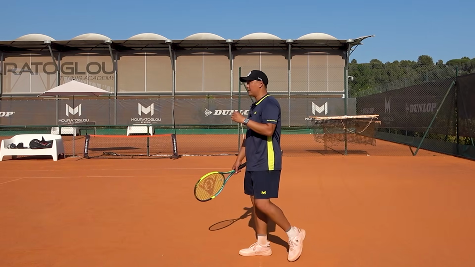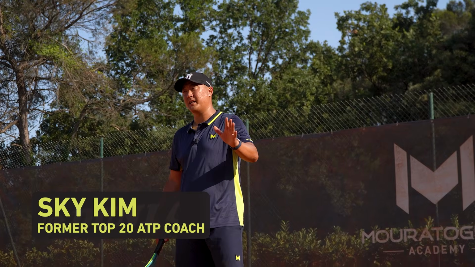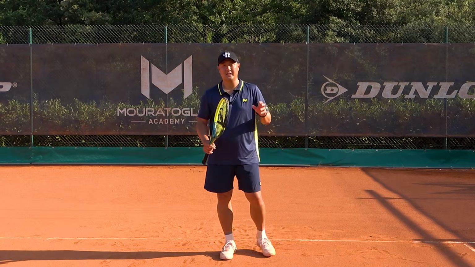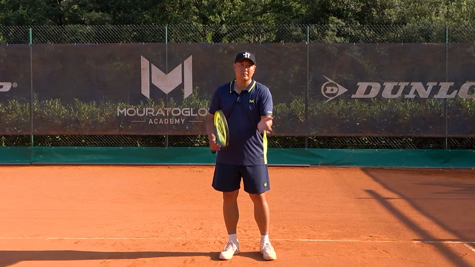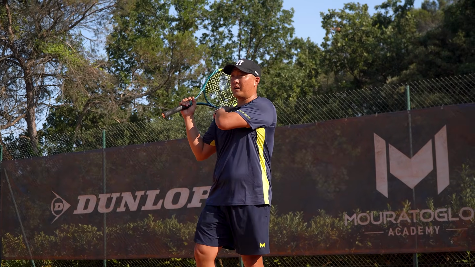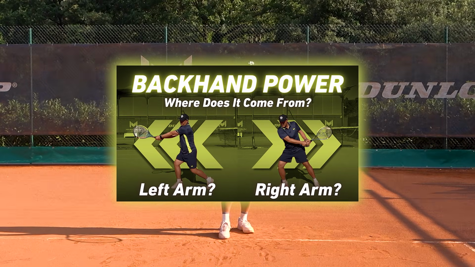On my last video, I talked about the sequence of power on the two-handed backhand, where the left arm is not always dominant, right arm is not always dominant. It's a sequence of left arm, it transfers over to the right, and then the left arm, and then the right shoulder is engaged. If you haven't seen the video, go watch that video.